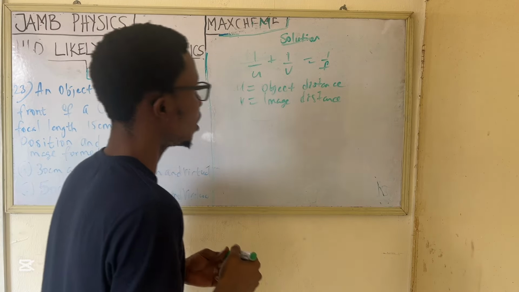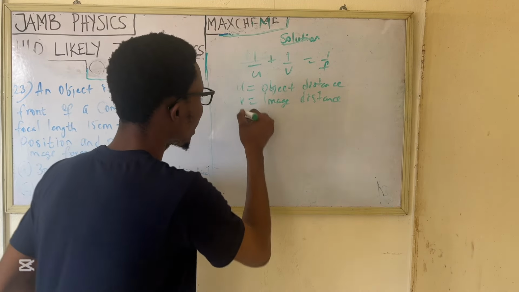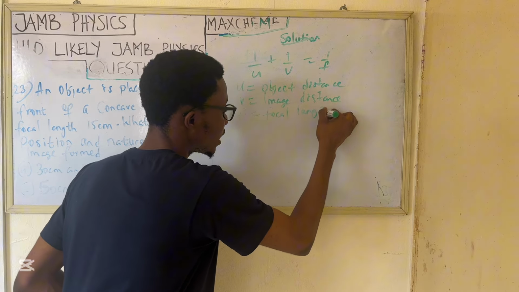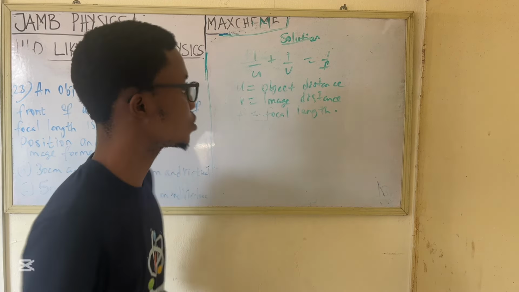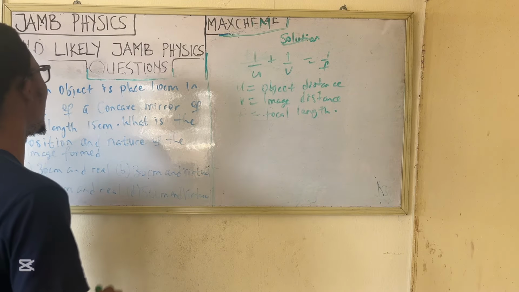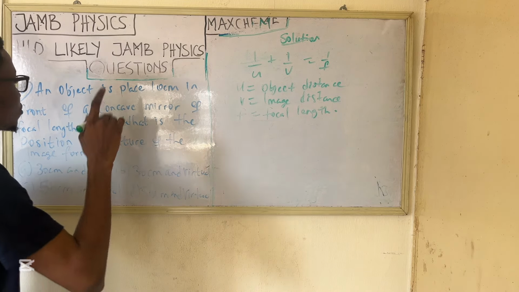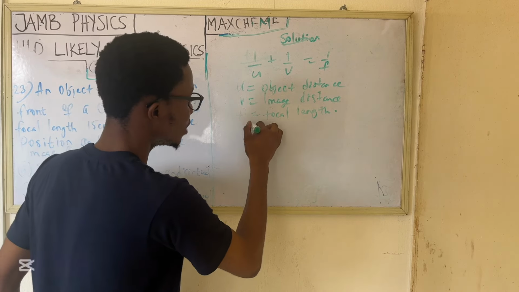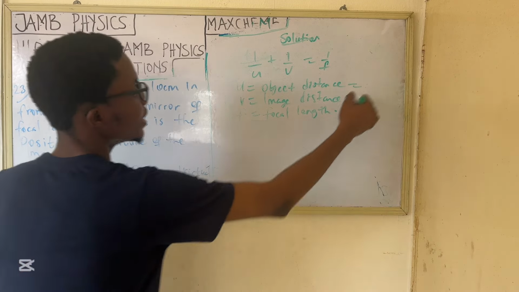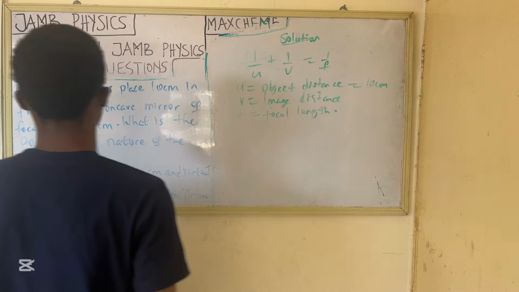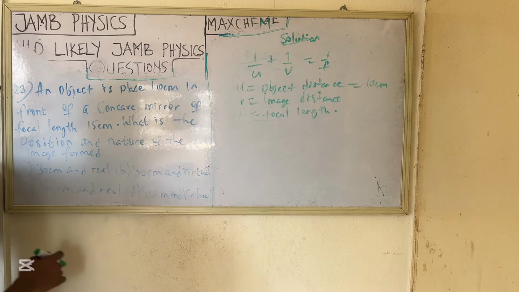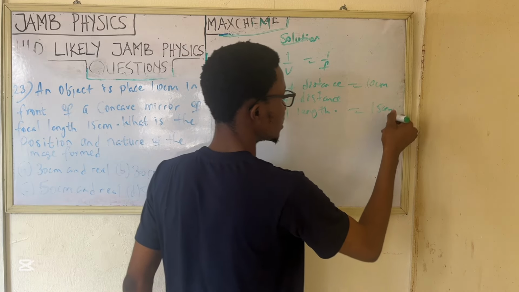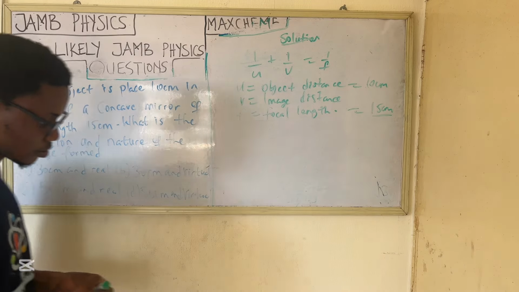And we have our F to be our focal length. That is our F. Now from here, an object is placed 10 centimeter in front of the concave mirror. That is the object distance, and object distance is U. That means U is equal to 10 centimeter here. Our focal length is 15 centimeter. That means our F here is 15 centimeter.